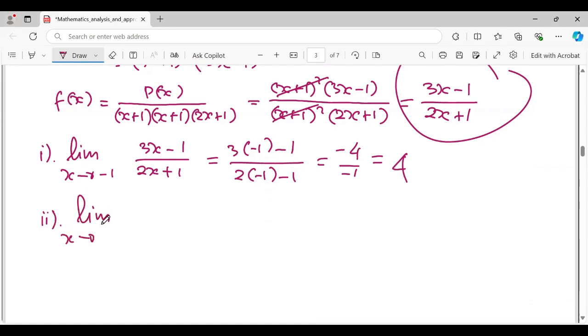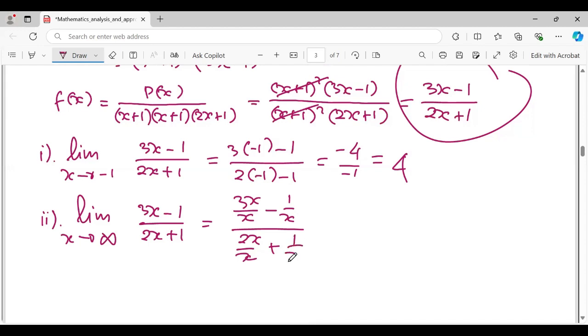And the second, the limit as x goes to infinity of (3x minus 1) over (2x plus 1). If you divide it by x, 3x over x and 2x over x plus 1 over x, it becomes 3 minus 0 over 2 plus 0. It is 3 half.